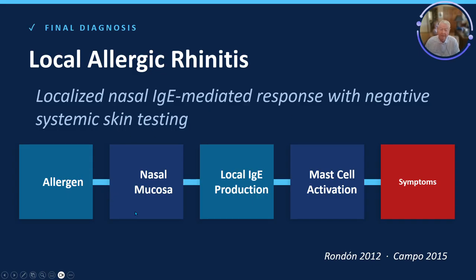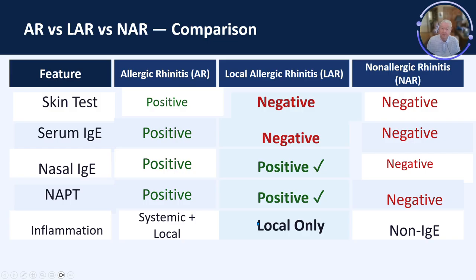The allergen can affect the nasal mucosa with local IgE production, mast cell activation, and symptoms, and it does not necessarily have evidence of allergy in the blood or with skin testing. So let's look across the top: allergic rhinitis, local allergic rhinitis, and non-allergic rhinitis. Skin testing for allergic rhinitis is positive. For LAR it is negative. For NAR it is negative.